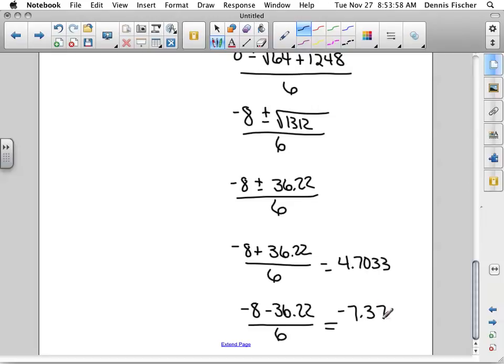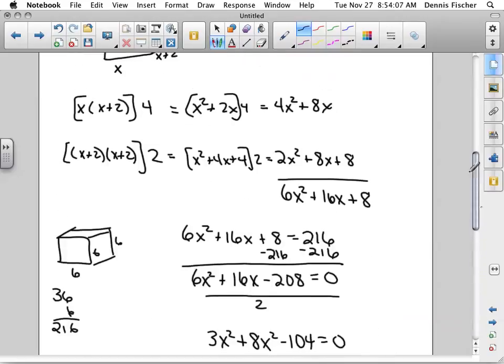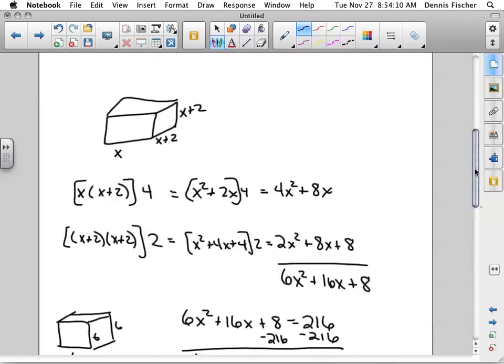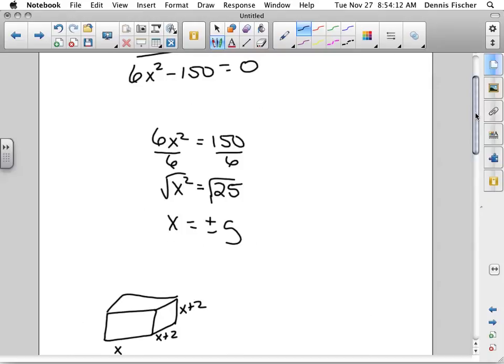Oh, I'm looking for a side length now. Which one makes sense? The 4.7. So if I went back to my figure up here, where my figure is here, my side here would be 4.7. This side would be 6.7, and this side would be 6.7. Correct? Does that make sense? Find the side length.